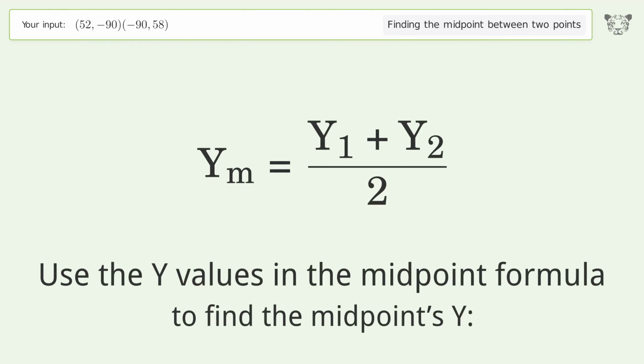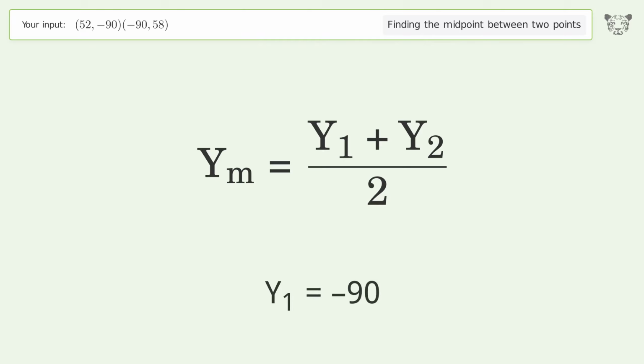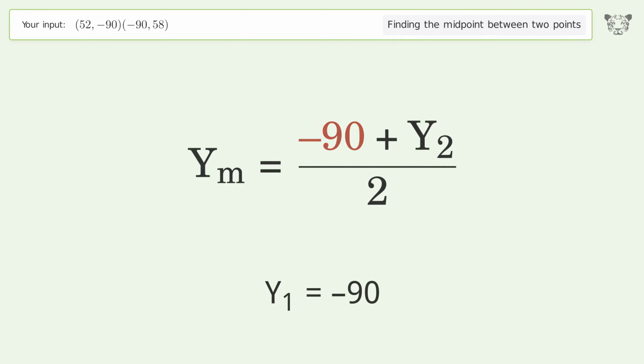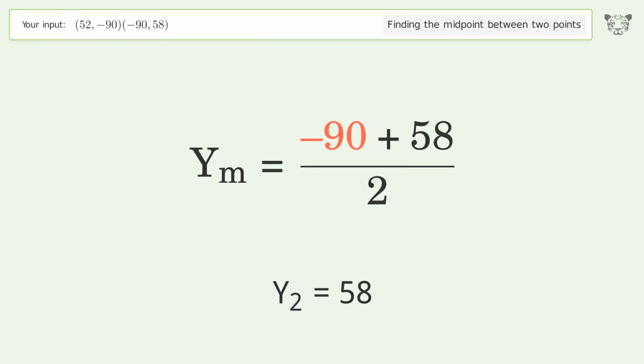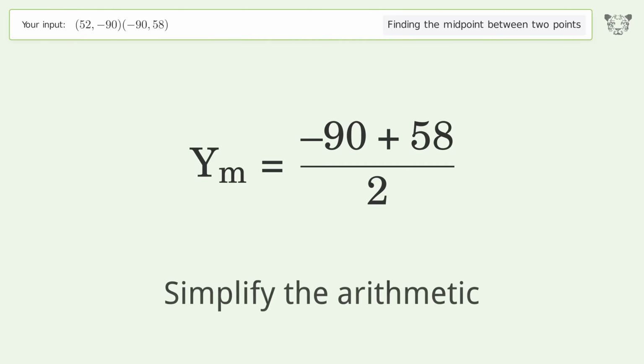Use the y values in the midpoint formula to find the midpoint's y. y1 equals -90. y2 equals 58. Simplify the arithmetic.